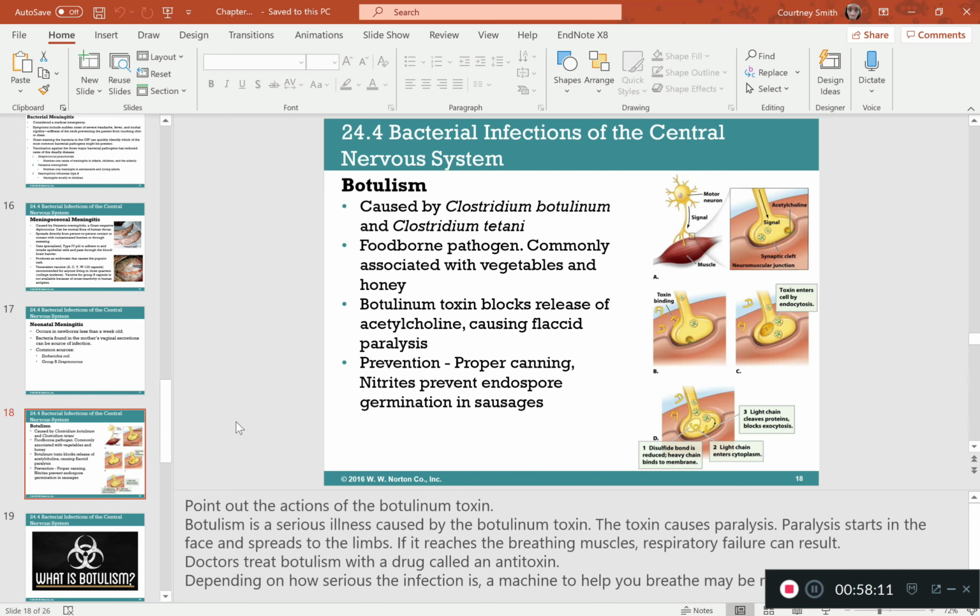Now, in order to prevent this, since it is primarily foodborne, you want to make sure that if you're canning your own food or buying personally canned food, that it is prepared correctly. Either the food is contained in an acidic environment, or during the canning process, it is overly heated in order to prevent bacteria from continuing to grow, as well as adding nitrites in order to prevent the sporing of Clostridium, not of botulism, of Clostridium.